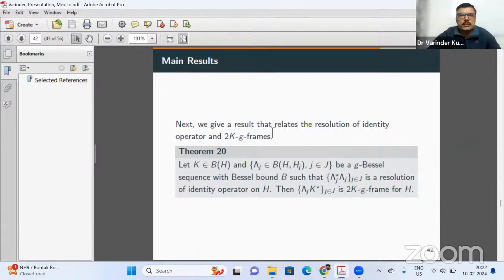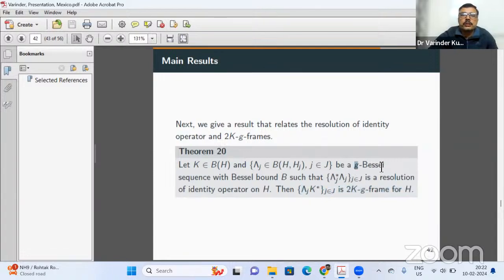So I'll wind up this presentation with this result, which relates the resolution of identity operator and 2 K-g frames. As defined in my preliminaries, we have defined the resolution of identity operator. If K is a bounded operator in H and Lambda_j is a g-Bessel sequence with Bessel bound B, such that Lambda_j star Lambda_j is a resolution of identity operator on H, then Lambda_j K star is a 2 K-g frame for H.